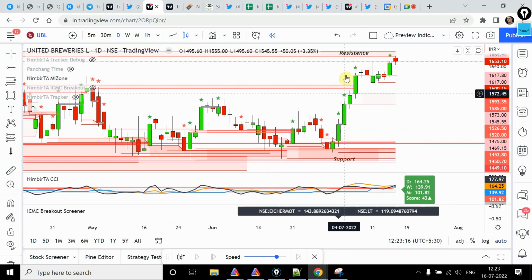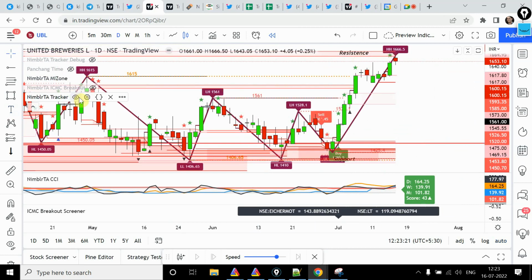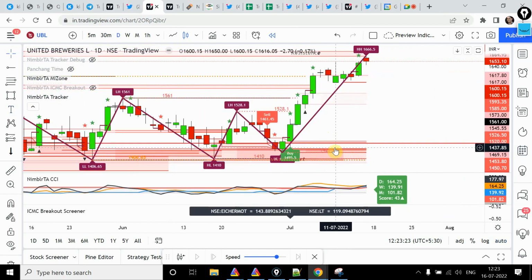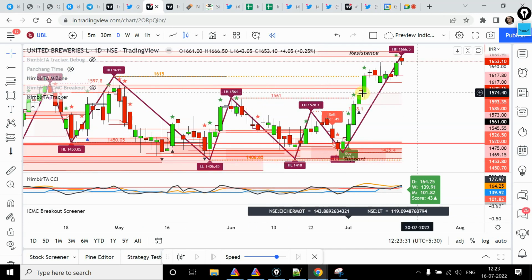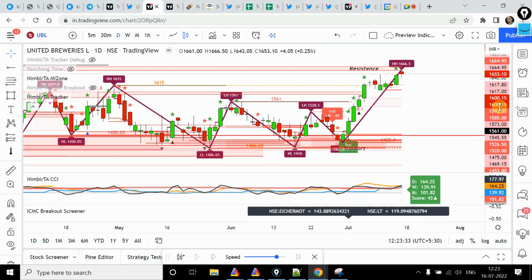I don't have to do anything. I know that ICMC breakout is there, and if I apply this, I get a buy over here, and it is at support and it is forming a Binet. Why will I not enter it? I will enter it for this level first, then this level. Later on, I see this level has been crossed. What is the next level?